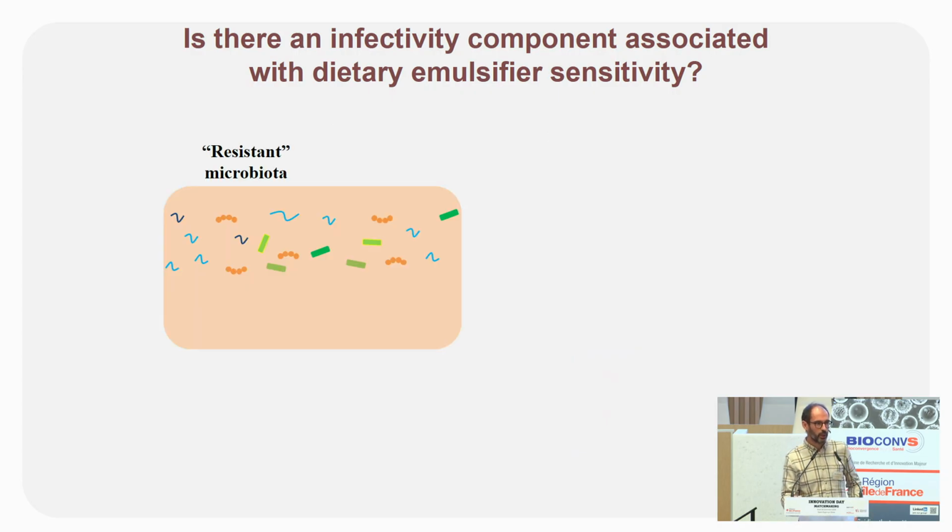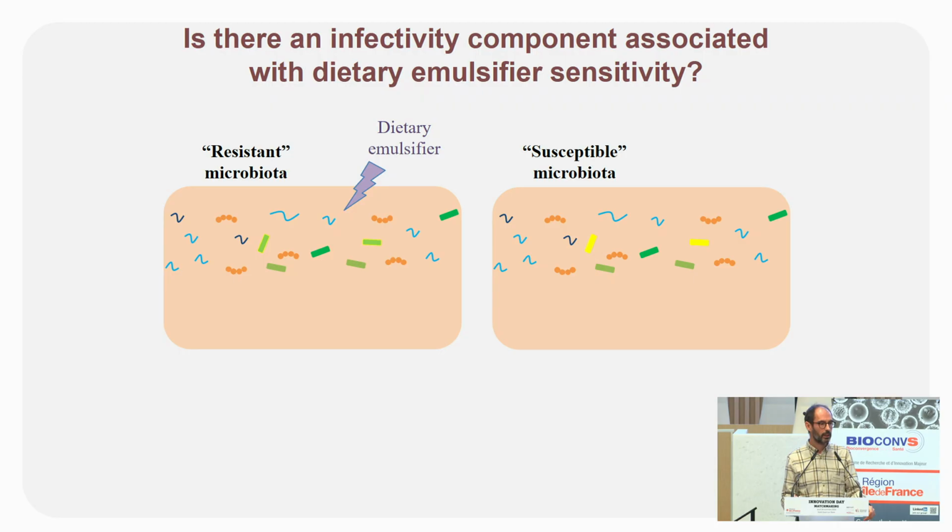So this is really leading me to the conclusion and to our working hypothesis, which is that we are not all equal when facing those compounds, those dietary emulsifiers. Maybe some of us are colonized by a resistant microbiota that will be fully protected and will not respond to those compounds. And on the other side, you can have some microbiota that will be very sensitive, and we are still working on the mechanism.